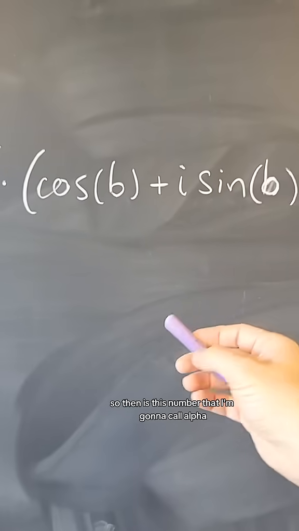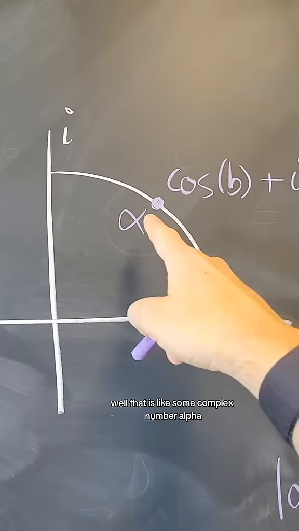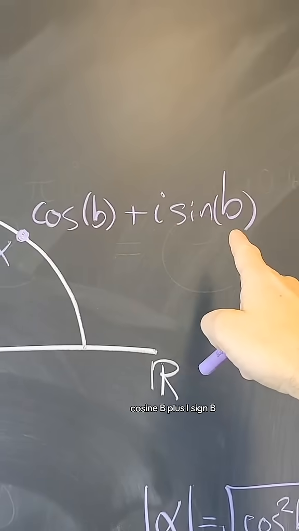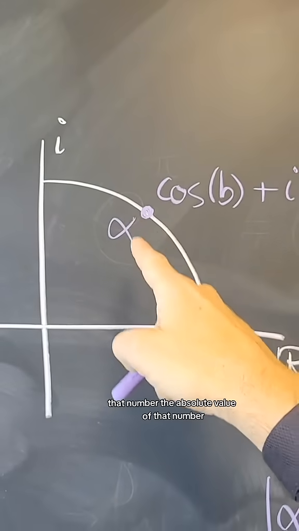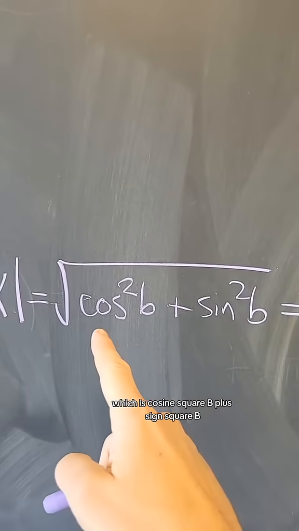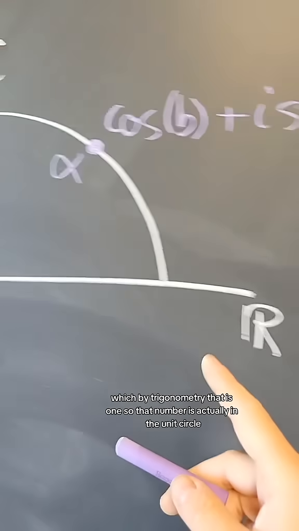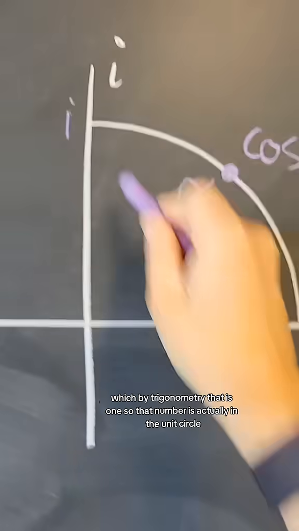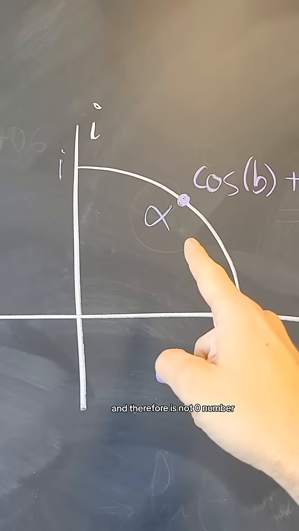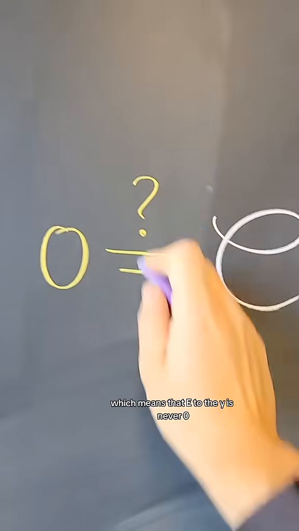So then, is this other number, which I'm going to call alpha, 0? If so, that is some complex number, alpha times cosine b plus i sine b, but the absolute value of that number is the square root of the sum of the squares of the coordinates, cosine squared b plus sine squared b, which by trigonometry is 1. So that number is actually on the unit circle, and therefore is not the 0 number. So this alpha is non-zero, which means that e to the y is never 0.